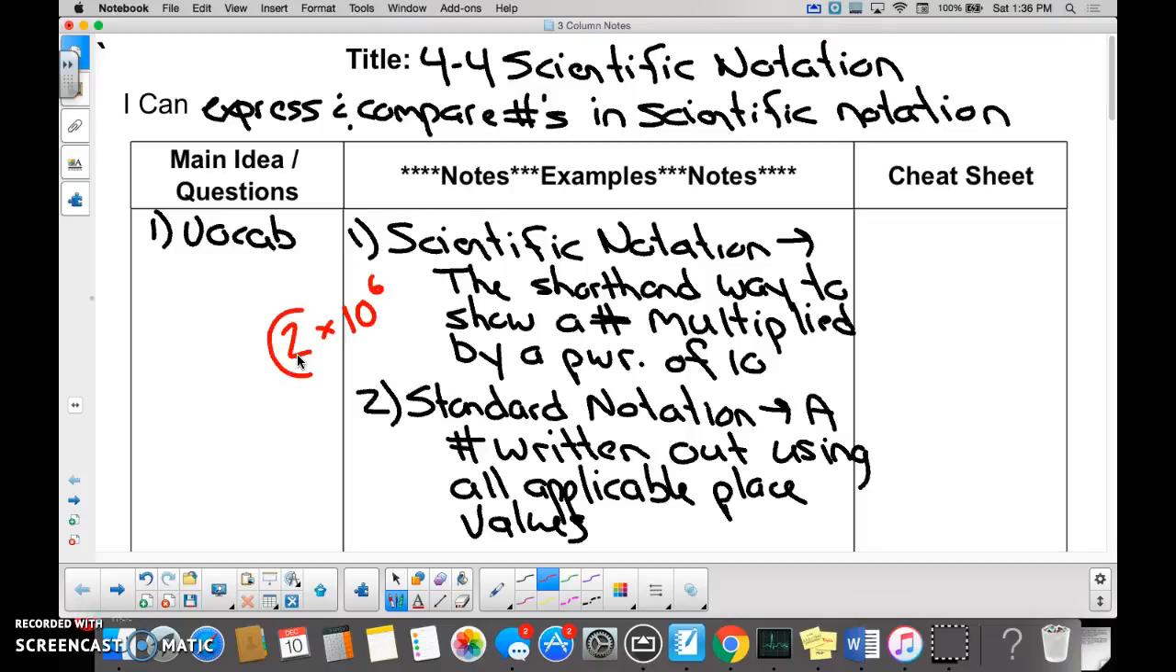This number does have some parameters on it. We'll talk about it in a second. It can't be any number, and you'll see that in a minute.